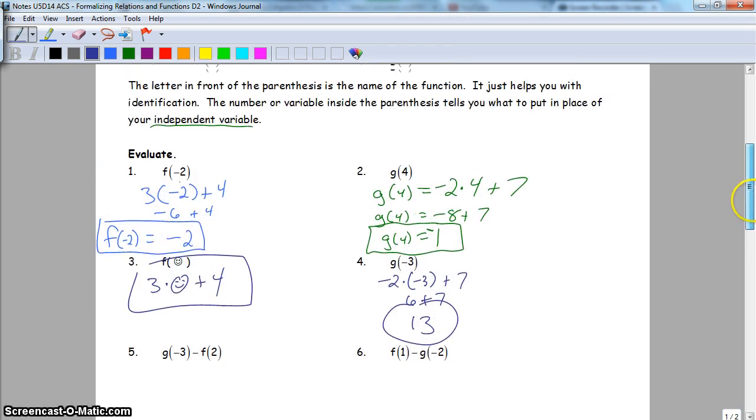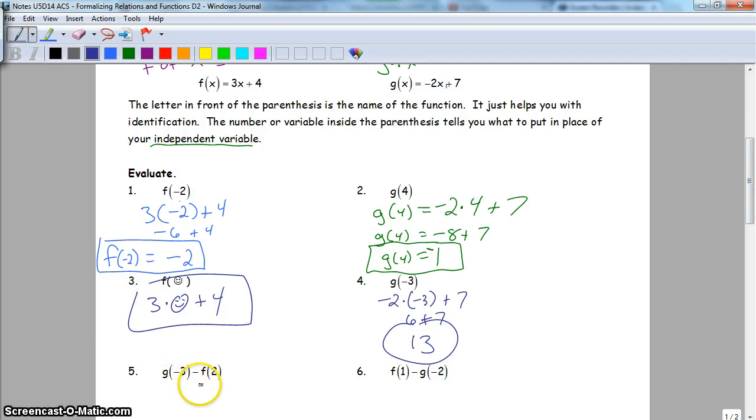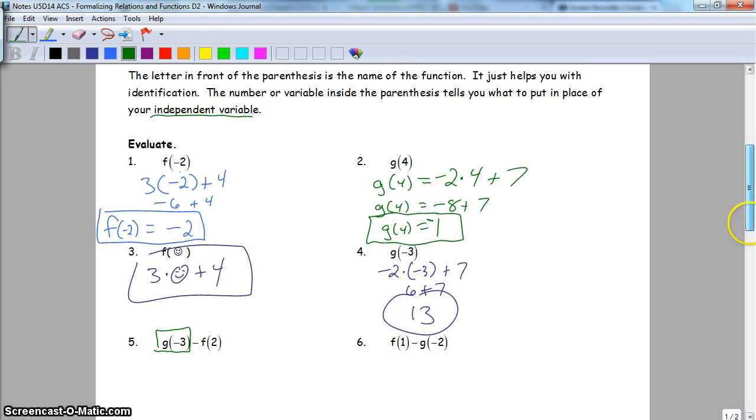All right, now number 5. It says g of -3 minus f of 2. Now here's the thing. G of -3, turns out we already did that one. It's 13, right? So at the bottom here, I'm going to write 13, minus, because that's what it says, minus f of 2.